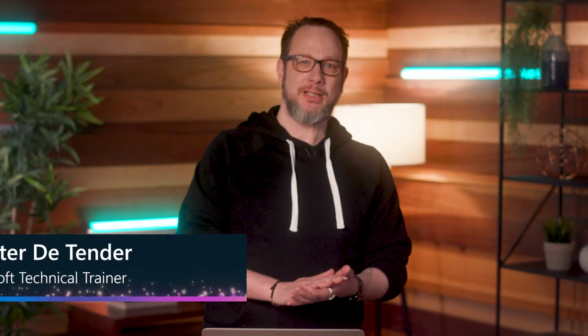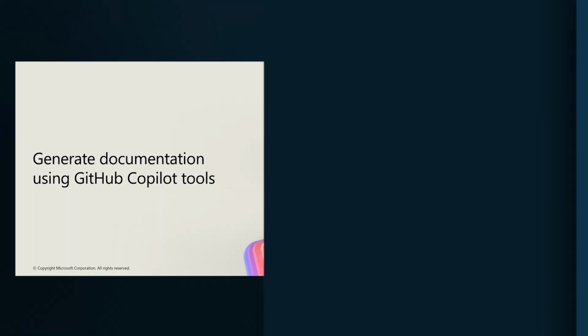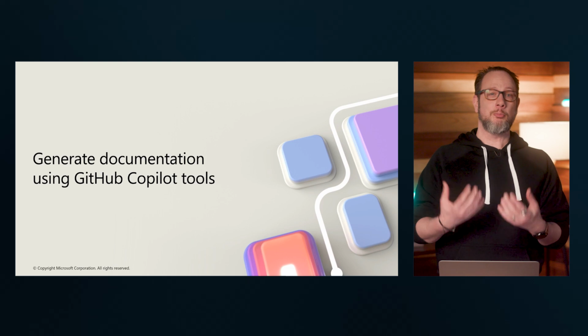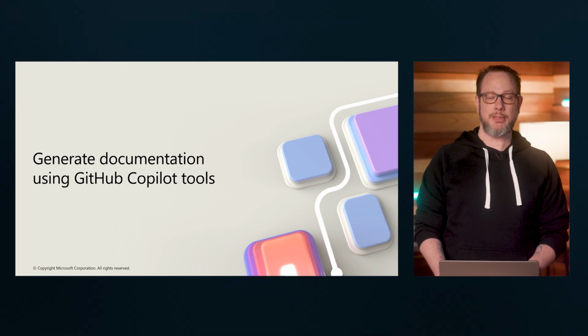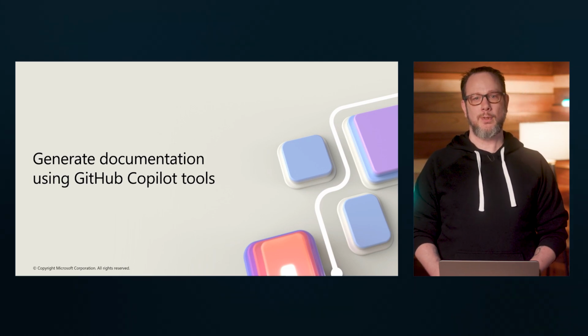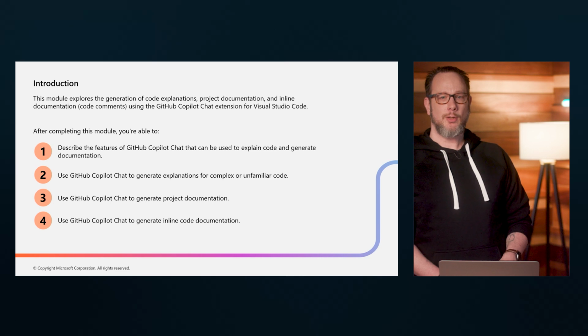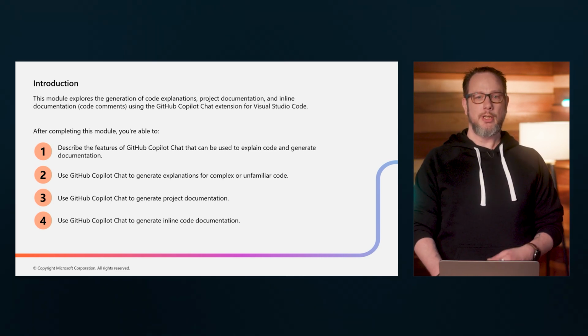Hey there, welcome back. This is our next module in AZ-2007, where it's all about using, understanding, building code, writing code, and in this module, generating documentation using GitHub Copilot tools. Now to start with, what is this module covering? I can imagine that the title is pretty clear.